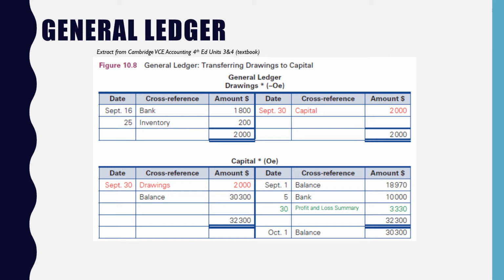to the capital account. As we can see here, we have credited the drawings account $2,000. And because the other side is the capital account, that is why we write capital in the cross-reference here. On the other hand, we have debited the capital account for the amount of $2,000. And because the other side is the drawings account, that is why we write drawings in the cross-reference. Once we have transferred the drawings, as we can see here, we're going to close the drawings account by totaling the amounts on both the debit and credit sides.